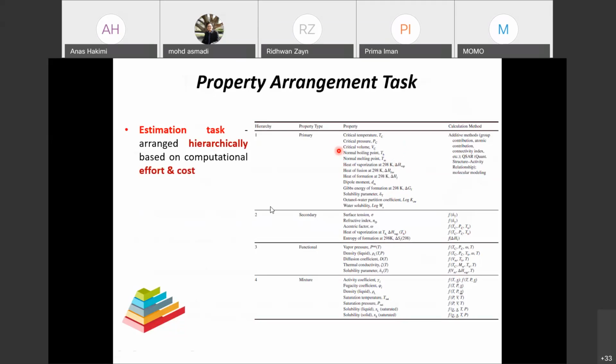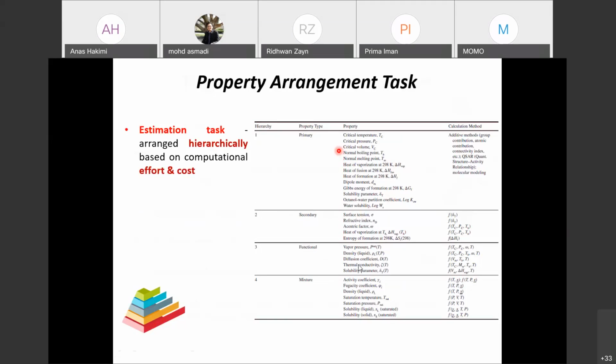Okay, and then you move to the second hierarchy or second step, which is property type, the secondary. So you reduce more. For example, you choose the eccentric factor to calculate all the properties by using the computer, and then you can reduce to 250. You do the screening: from 1,000 to 500, and then 500 you can reduce to 250.